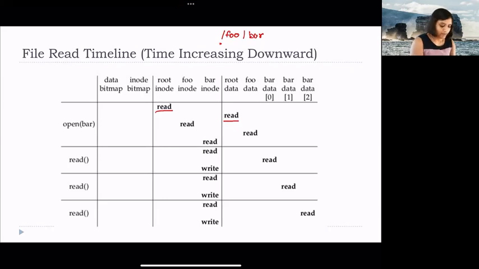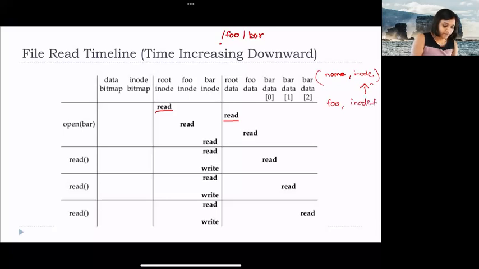Once we read the root data, what does the data of a directory usually store? It stores the name of a file or directory and its inode number. So the data in the root data will have information about which inode the folder foo points to. Then we go back to our inode table and read that foo inode.